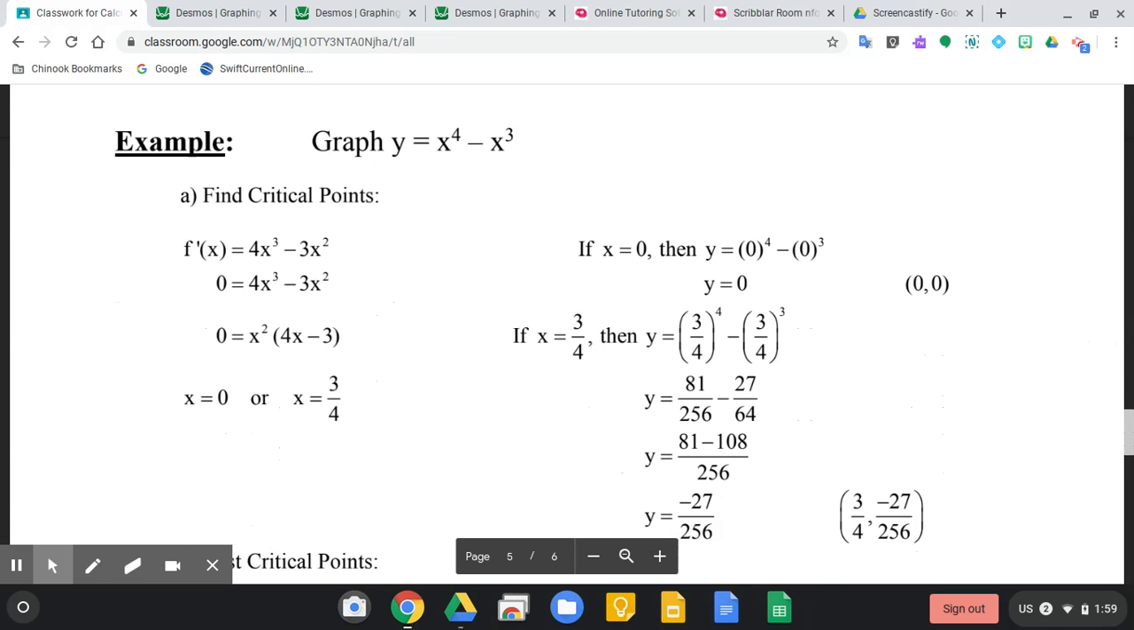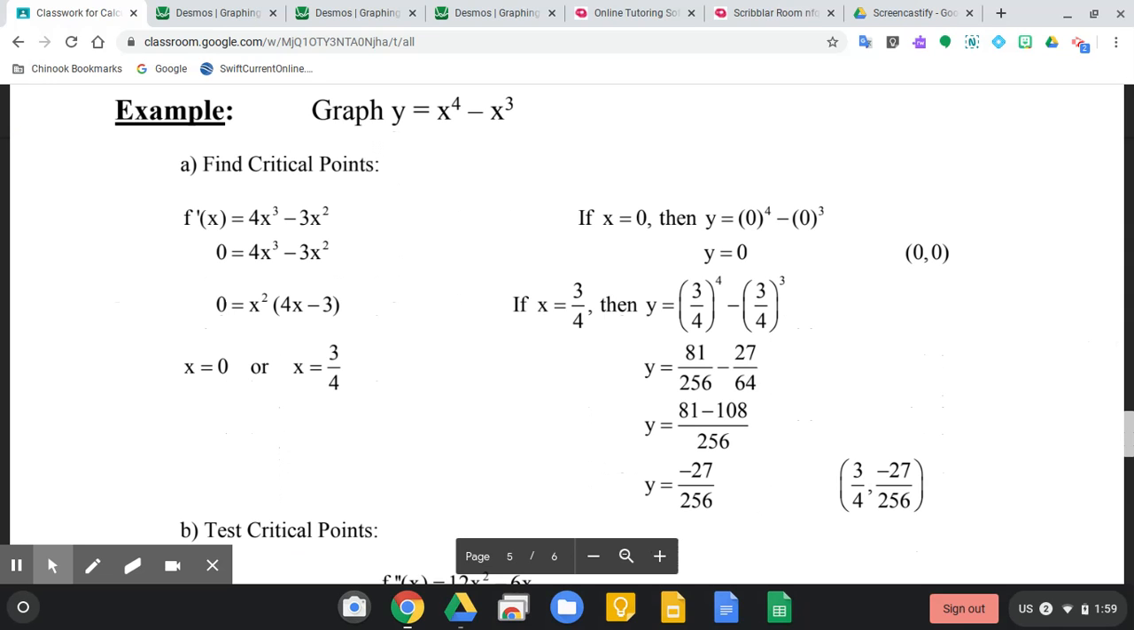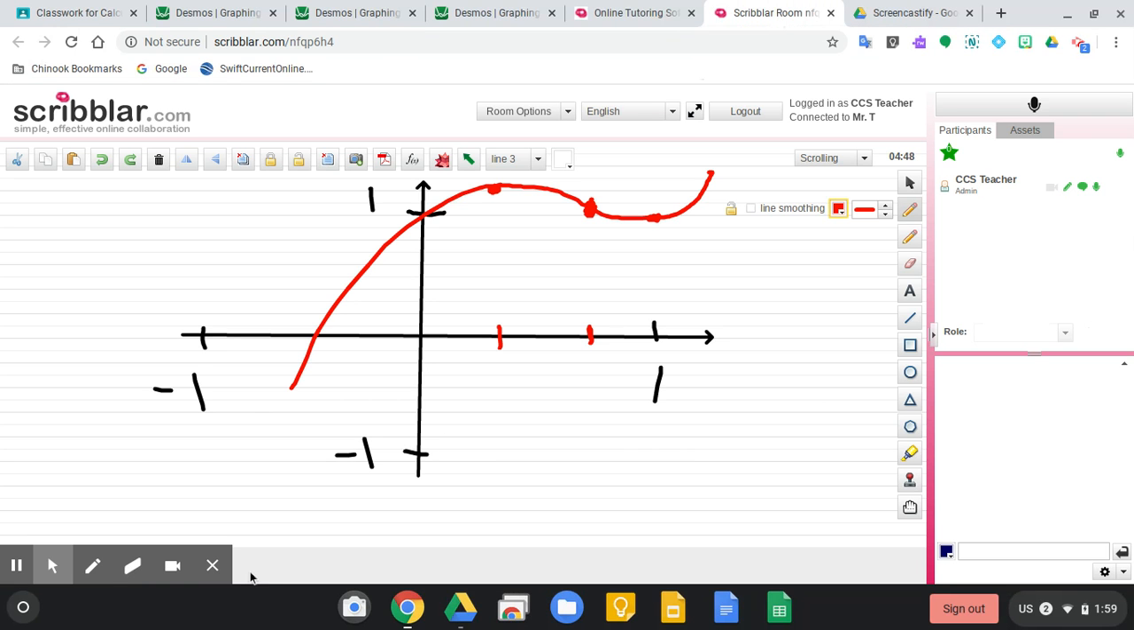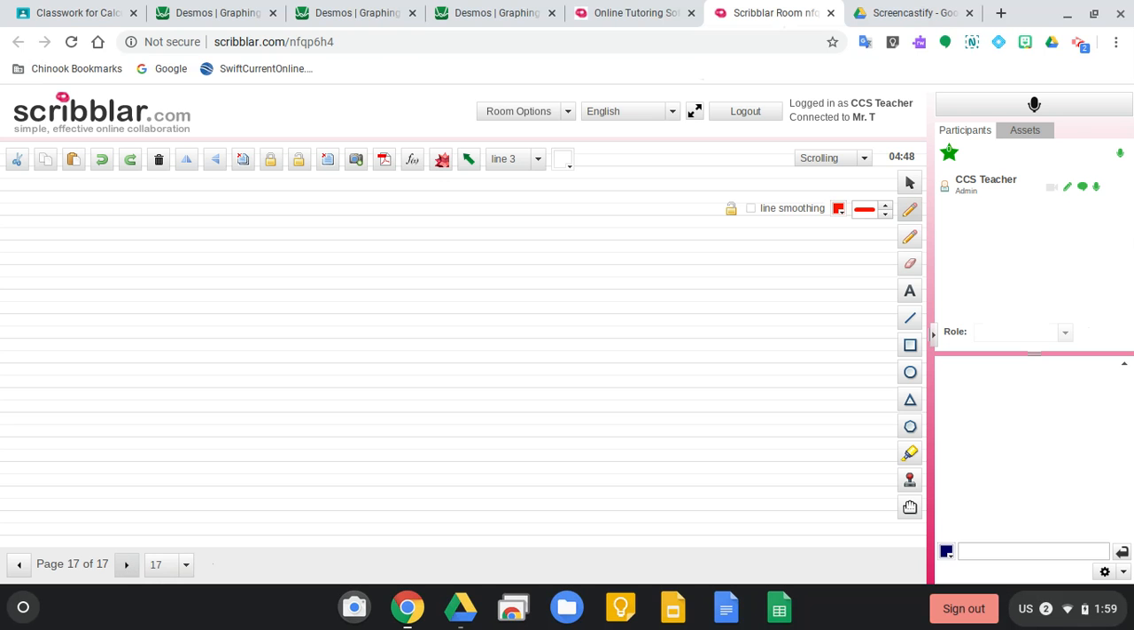All right, last example. Graph y equals x to the power 4 minus x cubed. All right, well, let's go back to the scribbler. I want to work through this with you. So for the last example, let's make that black again. We have a function. I'm going to change to f of x. I like using the f of x notation. f of x equals x to the power 4 minus x cubed.